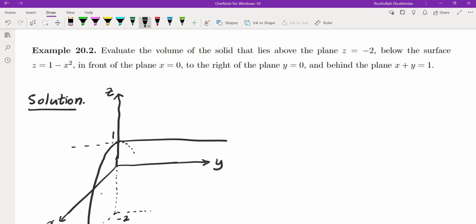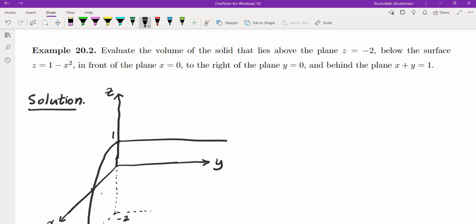And then the next part is in front of the x equals 0. So in front of what x equals 0 means I don't need the portion that is behind the yz plane. X equals 0 is the yz plane. To the right of the plane, y equals 0. So that means I don't need the portion that y is negative. So I don't need the portion to the left of the xz plane. And then finally, we have the portion that is behind this plane.